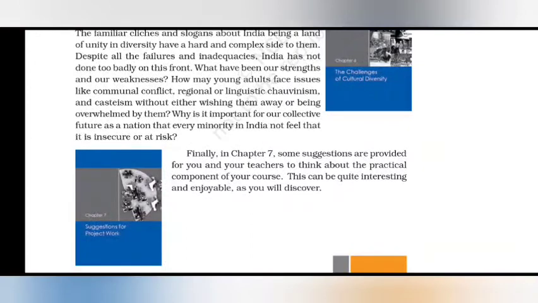What have been our strengths and weaknesses? How can young adults face issues like communal conflict, regional or linguistic chauvinism, and casteism without either wishing them away or being overwhelmed by them? Why is it important for our collective future as a nation that every minority in India not feel that it is insecure or at risk?